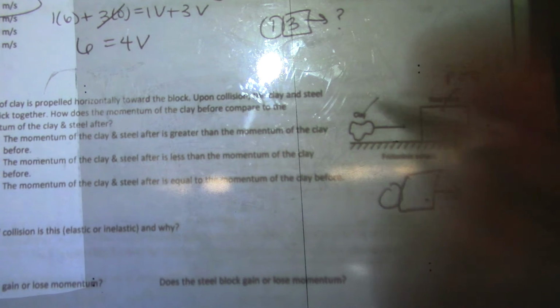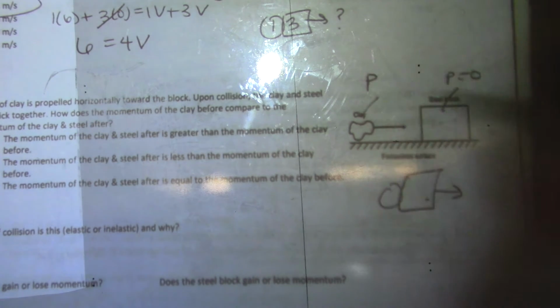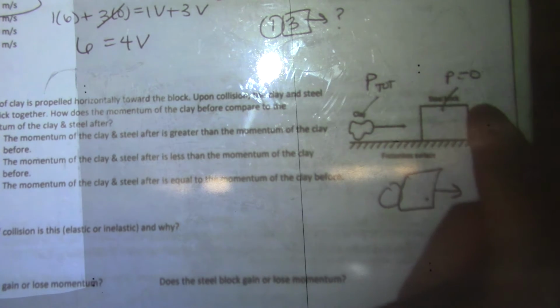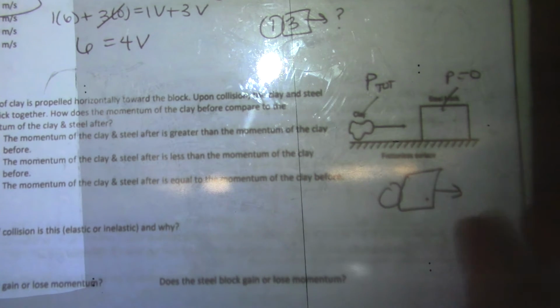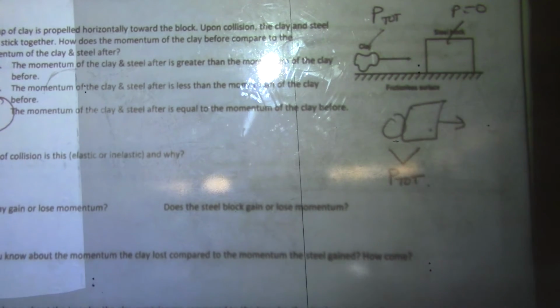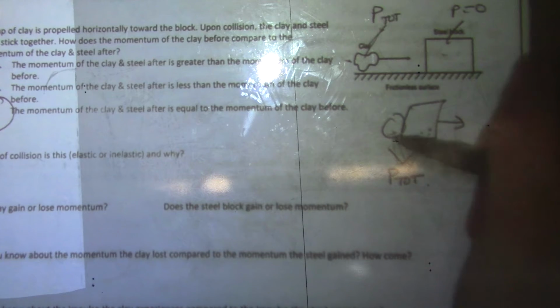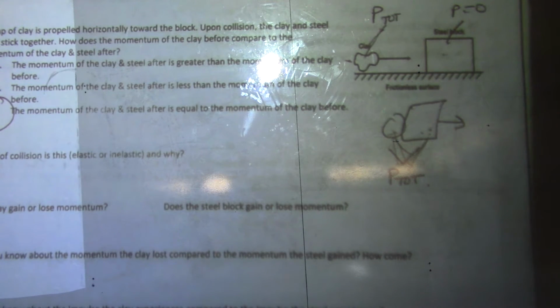So think about it. This one has a momentum of 0. This has a momentum of, I don't know, let's call it P total, because whatever the momentum is here is the total momentum if this one is 0. Now when they stick together, these two together must have the same total momentum. So they have a total momentum of P total, which is why C is your answer. The momentum of the two of them together is just equal to the clay before, because this one is 0. The clay's momentum before was the total momentum, so it's the total momentum after, because total momentum is conserved.